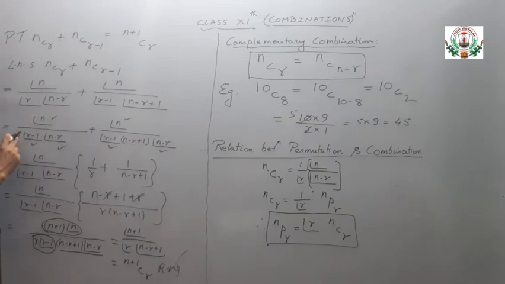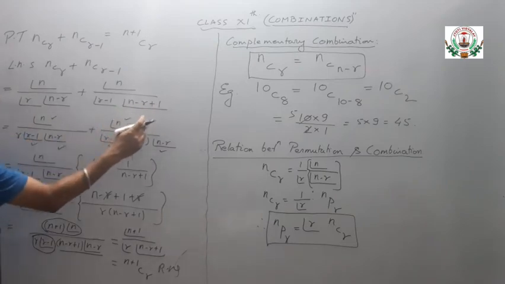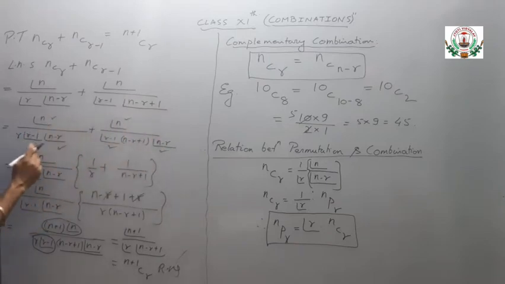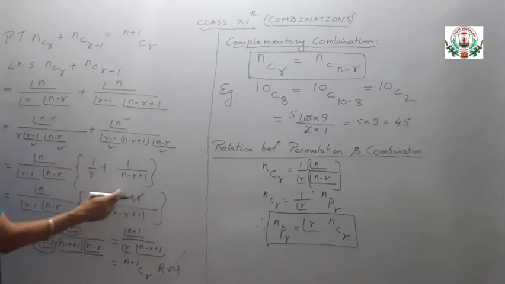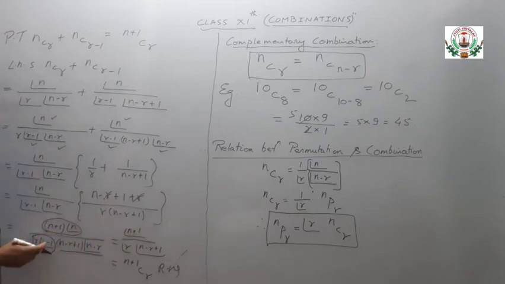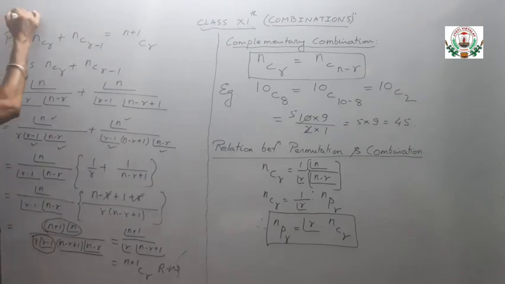Factorial R can be broken, R into factorial R minus 1. N minus R plus 1 can be broken as N minus R plus 1 factorial N minus R. Then you can take common these three terms, factorials, take LCM, and after LCM, N plus 1 into factorial N will become factorial N plus 1, and R into factorial R minus 1 can be written as factorial R. N minus R plus 1 into factorial N minus R can be written as factorial N minus R plus 1. It is the most important article which is asked in every examination.